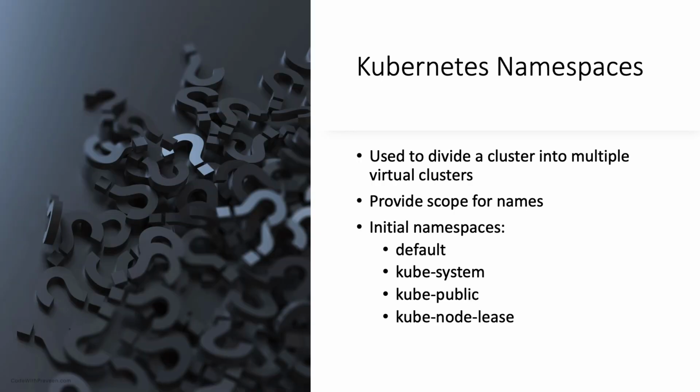Finally, Kubernetes namespaces divide a cluster into multiple virtual clusters. The initial namespaces are default, kube-system, kube-public, and kube-node-lease. Understanding the Kubernetes architecture and its components is critical in efficiently deploying, scaling, and managing containerized applications.